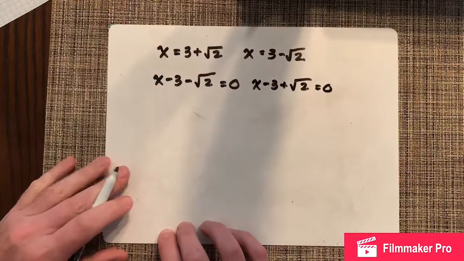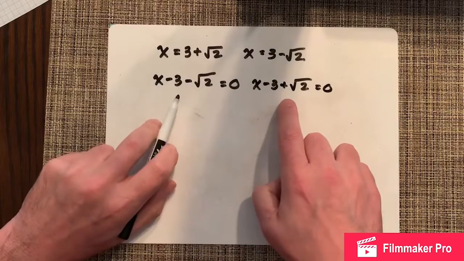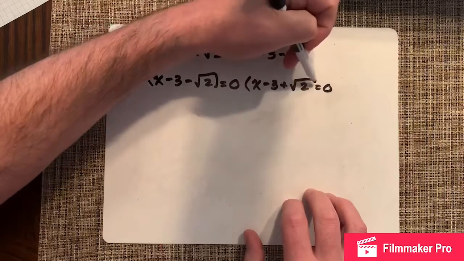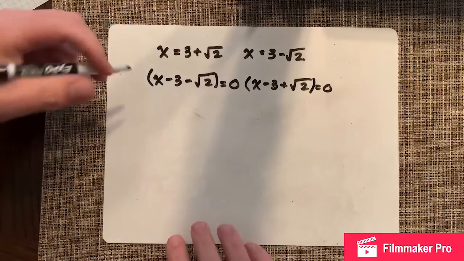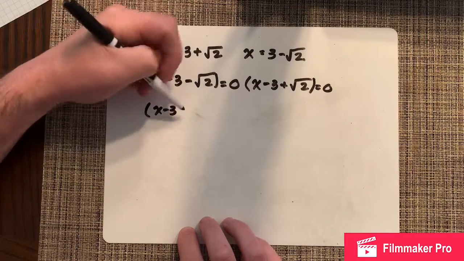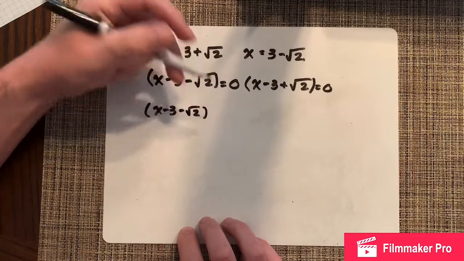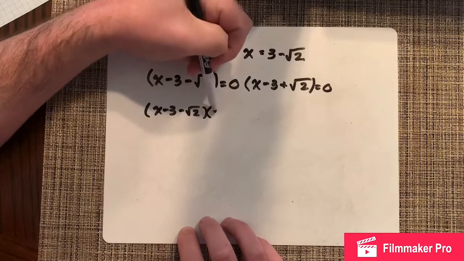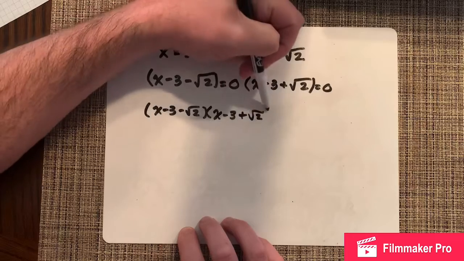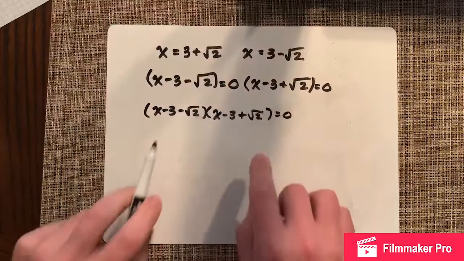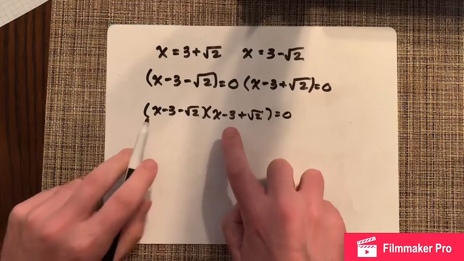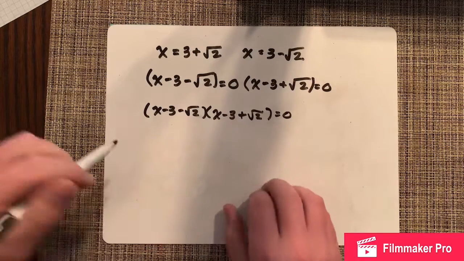Now this is kind of interesting because these are both now going to be my factors that I'm going to multiply together. They're going to give me a quadratic equation. So here I have x minus 3 minus the square root of 2, and then times x minus 3 plus the square root of 2 equals 0. Now that's interesting because if I look at the structure of these two, it starts to look like a difference of squares.